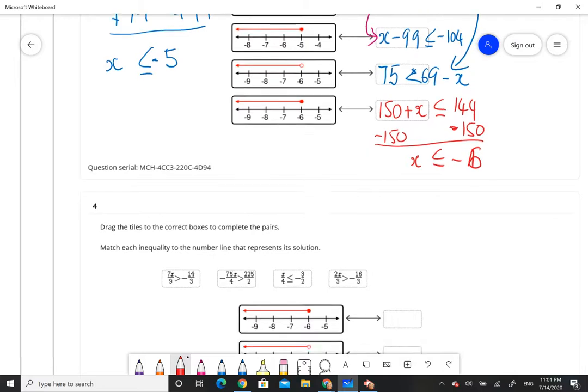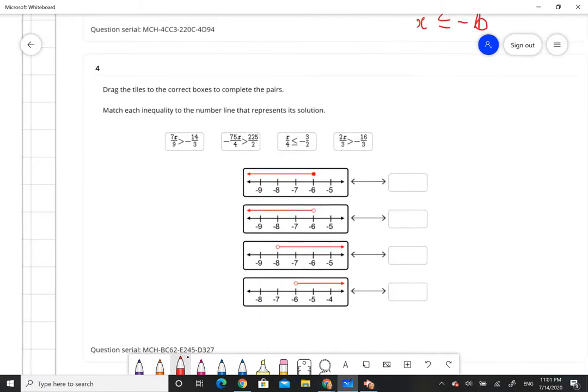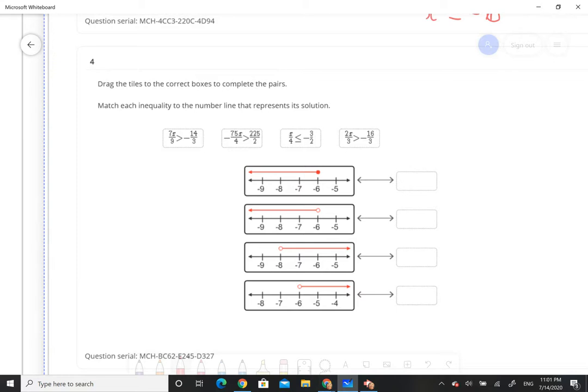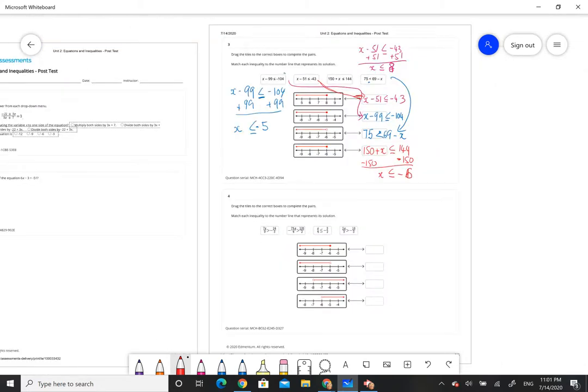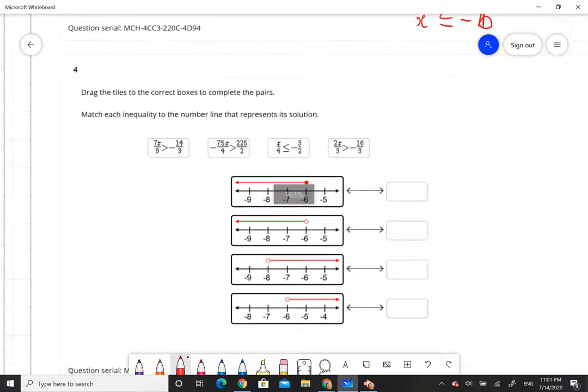Let's go with question number 4. Drag the tiles to the correct boxes to complete the pairs. Match each inequality to the number line that represents its solution. Right? Again, you need to solve for x. This one is the only one that says less than or equal to. That means you need to have a solid dot. And which one is the only one that has the solid dot here? This one is the only one, right?